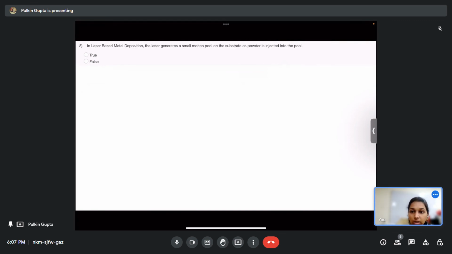So question 8. In laser-based metal deposition, the laser generates a small molten pool on the substrate as powder is injected into the pool. This is true. This is the basic principle of laser-based deposition process. So question 9. At lower cooling rates, the grain features could not grow and do not look like cast grain structures. This is false. So at higher cooling rates, the grain features are not able to grow.